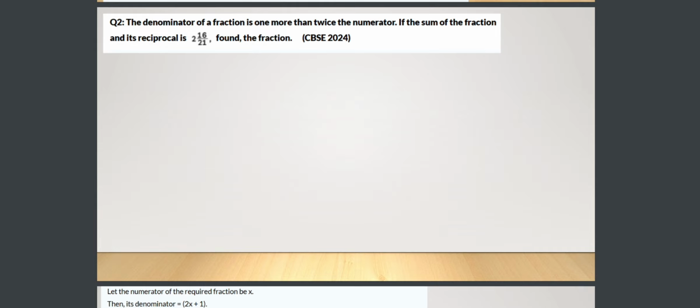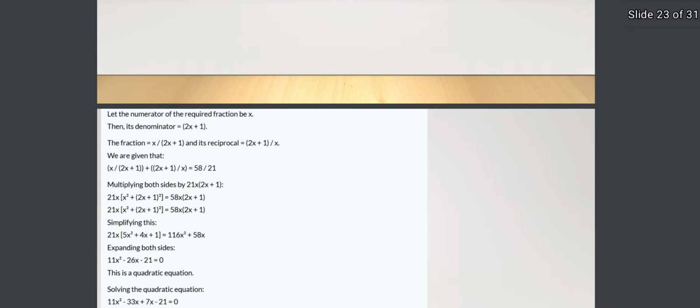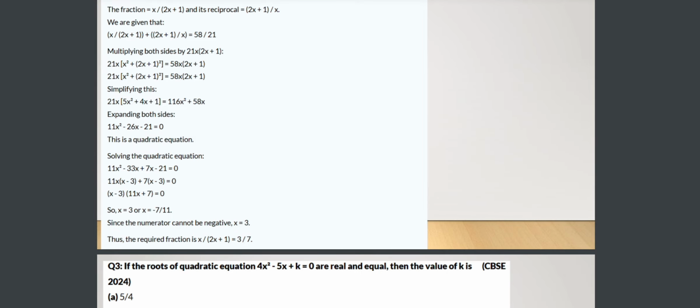So let's suppose the fraction is x by y. So its reciprocal will be y by x, right? So x by y plus y by x equals to 58 by 21. This is equation 2. And what we have supposed is y, so y equals to 2x plus 1. You have two equations, two variables. You can easily solve this. So try this question and write your answer in the comment box.